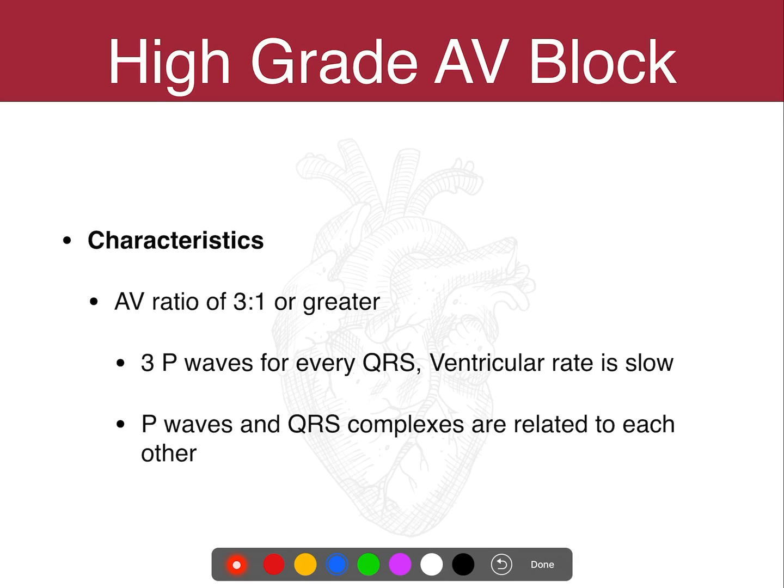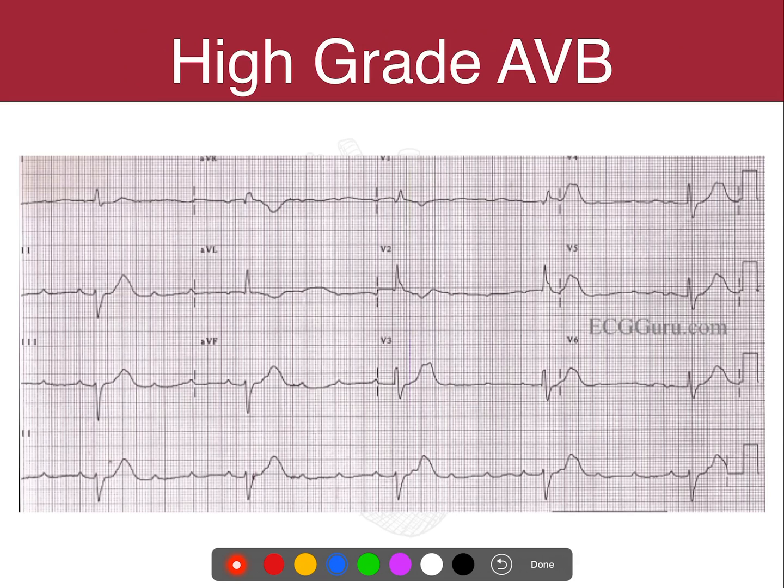Because there are so many ventricular depolarizations missing or not taking place, the ventricular rate is very slow, and these patients tend to have symptoms. Here is a 12 lead of high-grade AV block, and again, you have at least a 3-to-1 AV ratio. There's 3-to-1, and so 1, 2, 3, 1, and that's a high-grade AV block.